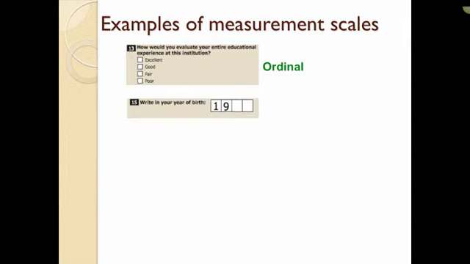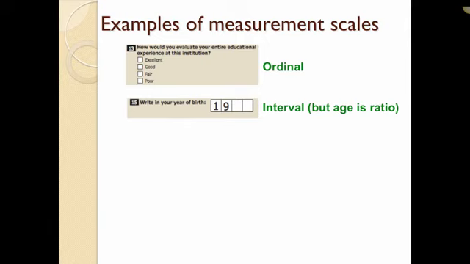What about this item? So students were asked to write in their year of birth. So what would year of birth be? What scale is year of birth? This is a little bit tricky. So it's actually an interval variable, or interval scale, I'm sorry. Year of birth is an interval scale because the interval between the categories of 1902 and 1903 would be 1 year. And the same is true for 2002 and 2003. That interval is equal to 1 year.